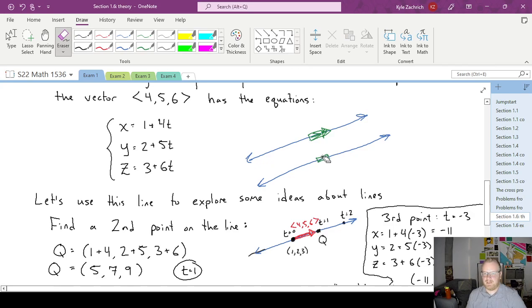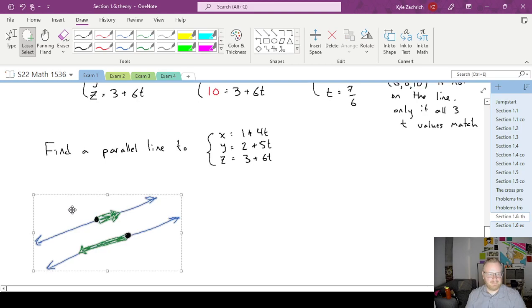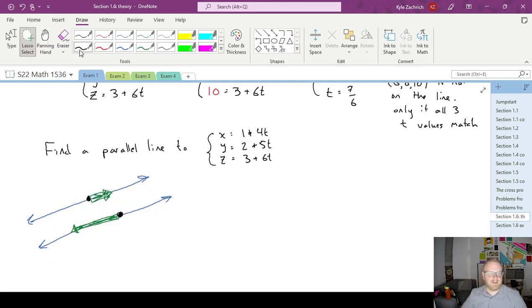But you may have already guessed that it doesn't have to be the exact direction vector. We could have two parallel direction vectors, right? So maybe this line has this point over here and this direction vector, and this line has this point here and this direction vector. So as long as we have parallel direction vectors, we can have two parallel lines.